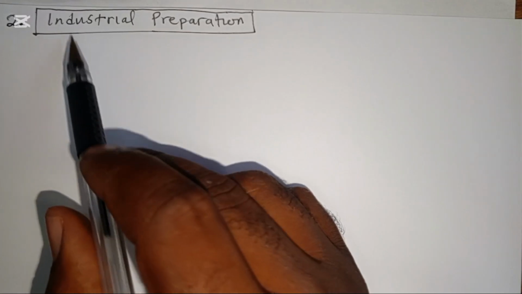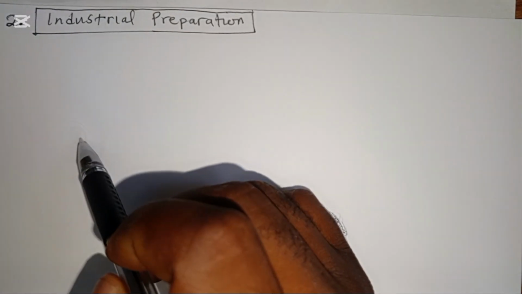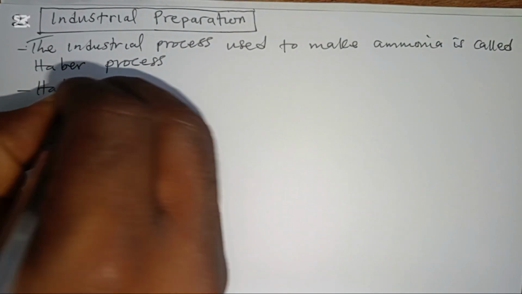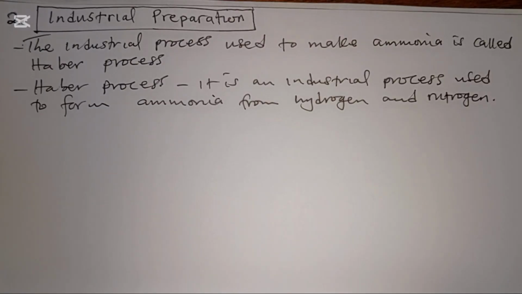So number two, industrial preparation of ammonia. So the industrial process used to make ammonia is called the Haber process. So the Haber process is an industrial process used to form ammonia from hydrogen and nitrogen. So we use nitrogen and hydrogen to prepare ammonia by the Haber process. So that is the Haber process.